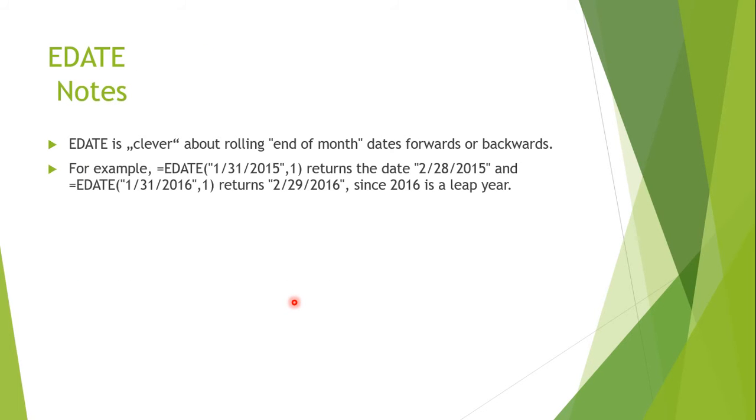EDATE is clever about rolling end-of-month dates forward or backwards. For example, if we have 31 January 2015 and we want to add 1 month, we will receive not 31 February 2015, because this is not a valid date, but 28 February 2015. If we have 31 January 2016 and we want to add 1 month, we will receive 29 February 2016, because 2016 is a leap year.